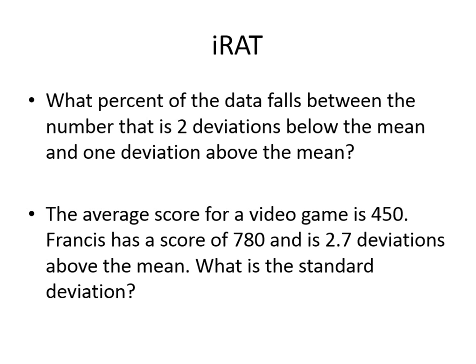The next one, you have an average score. The average score of a video game is about 450. Francis has a score of about 780, and his score is about 2.7 deviations above the mean. What is the standard deviation? So you're going to use your z-score formula, and you have to find sigma. You know x, you know x bar, and you know the z. You have to find sigma. Okay? Normal distribution, statistics, and we are out.